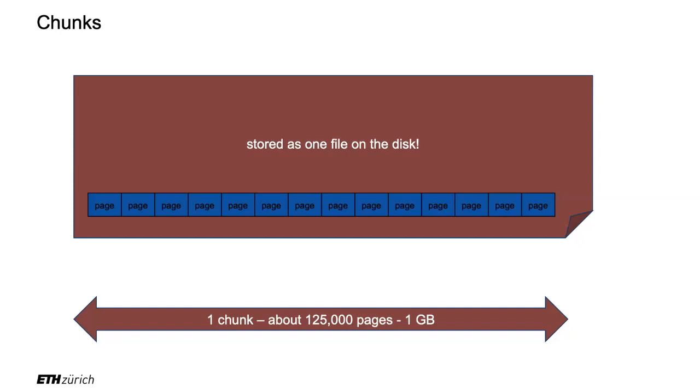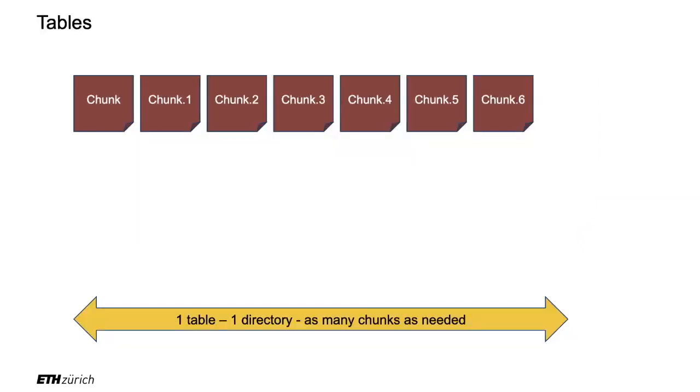So you store 125,000 pages. Imagine that there's 10 records on every page, then you have 1,250,000 records in that chunk, in that file. Okay. Now, if you have more than 1 gigabyte of data, you just keep creating new chunks, new files as you go. So chunk 1, chunk 2, chunk 3, and you just keep adding and adding and adding.